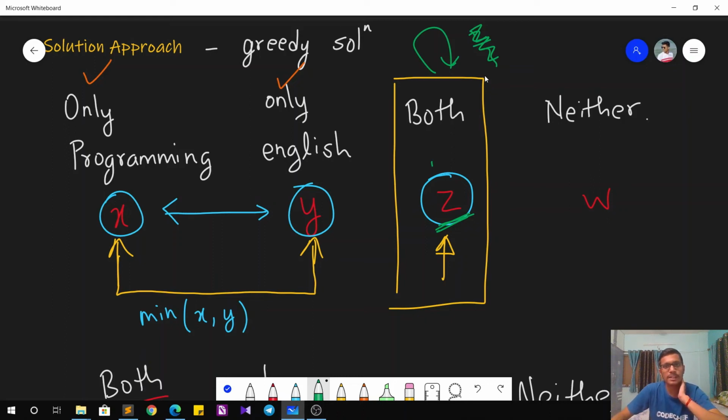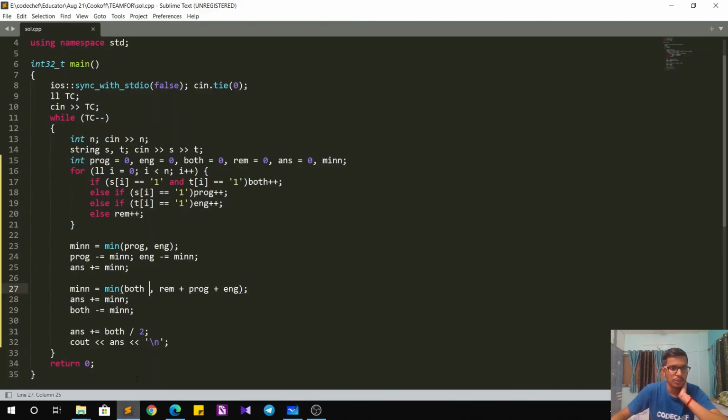Now let's see the implementation in C++. So the implementation goes as follows. We take the input for n and then the binary strings s and t. After that, we make the counting variables, that is prog, programming, denotes the people knowing only programming, then only English, then both, and then remaining means the ones who know neither programming nor English. Then we have an answer variable and one helping variable min. So I run a loop and count these values for programming, English, both, and remaining.